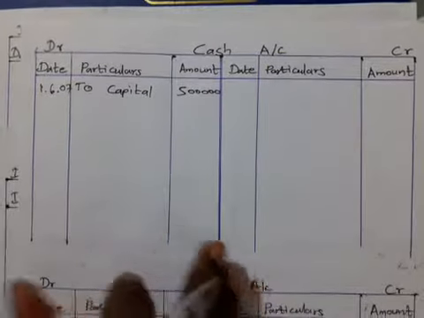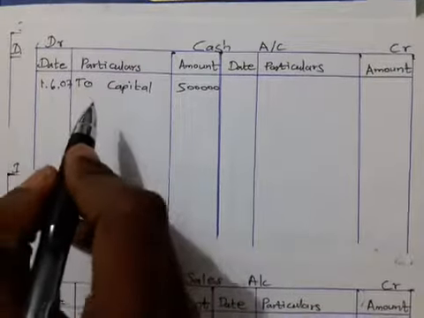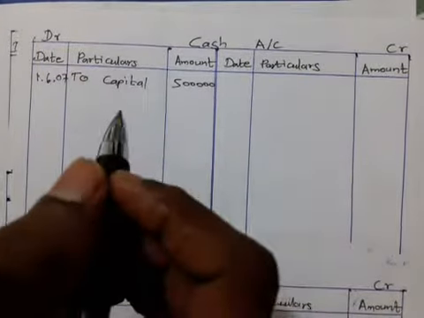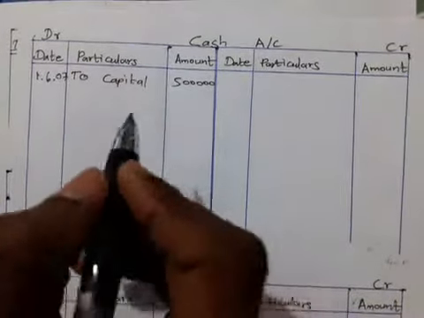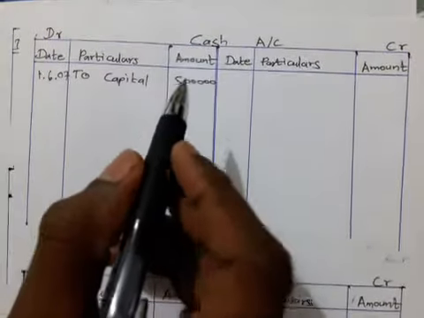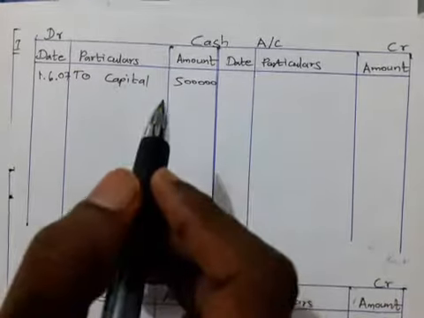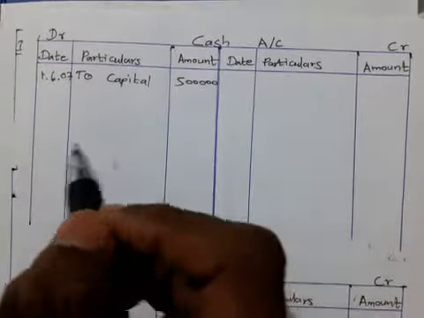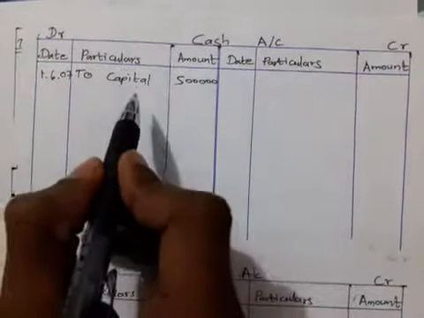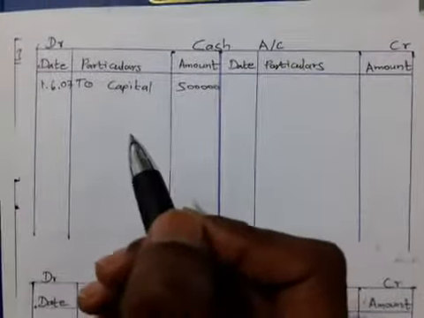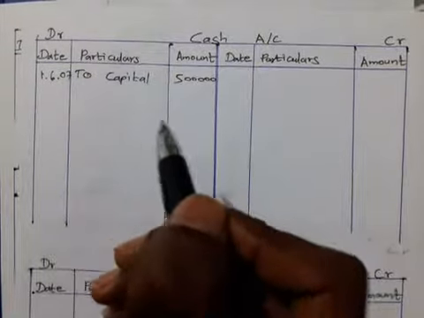Because in this case we give one description as particulars, we have to write the name of the account in which we are going to record the opposite entry of this entry. So this is capital, cash brought as capital. So in this case we are going to record the opposite entry in the capital account. So we have written here, to capital. So our other entry will come in the credit side of the capital account.